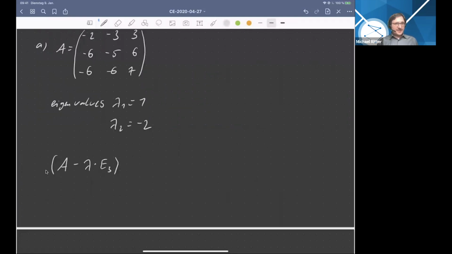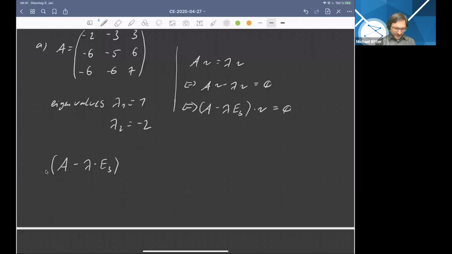Okay, so we want to look at this matrix. This is a matrix that cannot be inverted if lambda is actually an eigenvalue. And we want to find a vector with the property Av equals lambda v. And that's the same thing as Av minus lambda v is the zero vector. And that's the same thing as A minus lambda E3 times v is the zero vector. So we want to find the set of solutions to the linear equation system A minus lambda E3 times a vector equals 0.